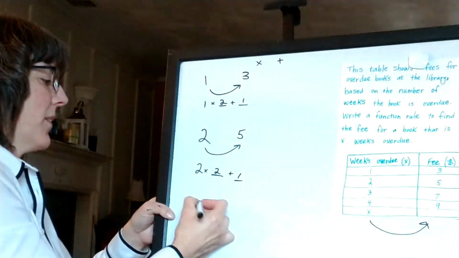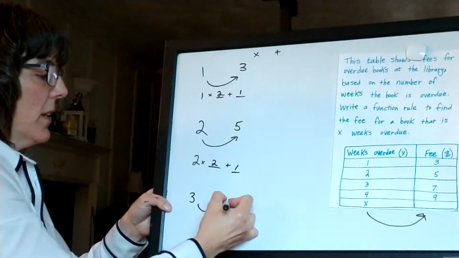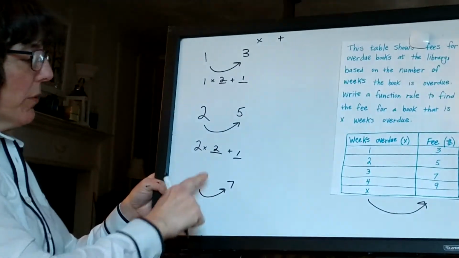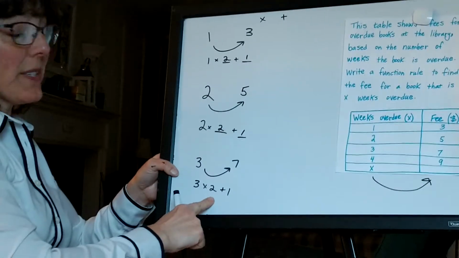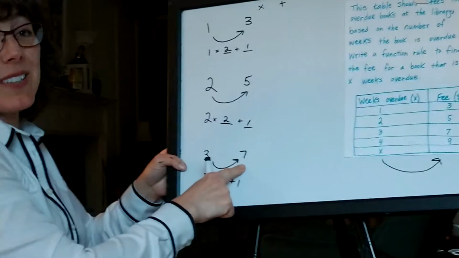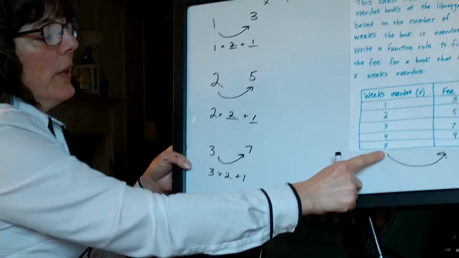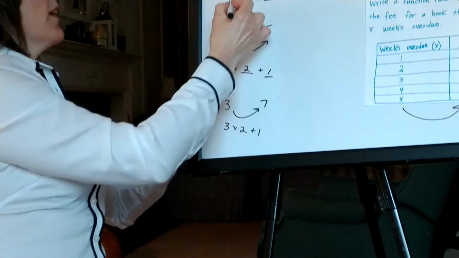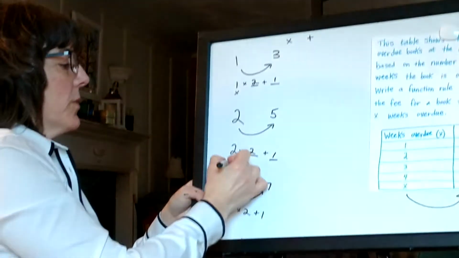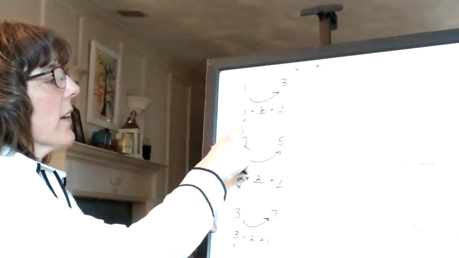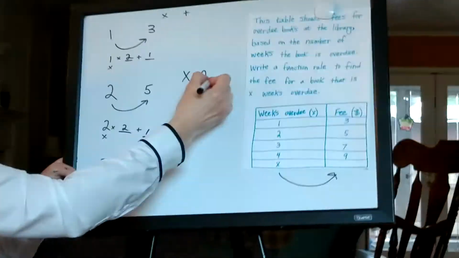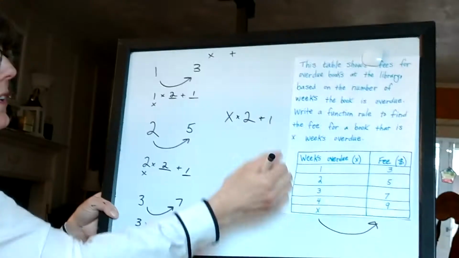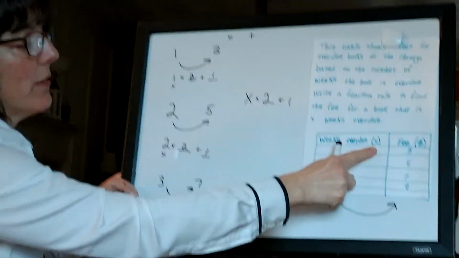I think we're onto something here. Let's see if it works for 3 to get to 7. If we start with 3, we're going to take it times 2 and add 1. 3 times 2 is 6, plus 1 is 7. It does work. Now, what if we had x as our number? Because that means that any of those values of weeks overdue is going to be x. So I'm going to take x times 2, plus 1. That's what I did to all of the numbers for my value of x.